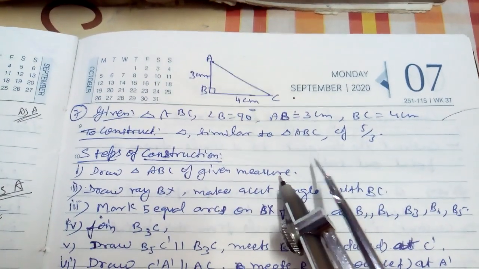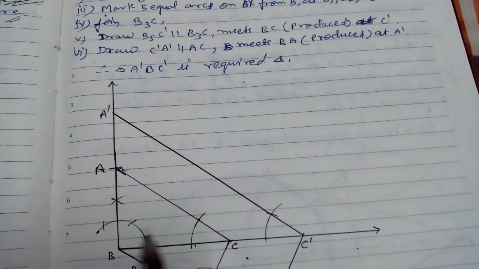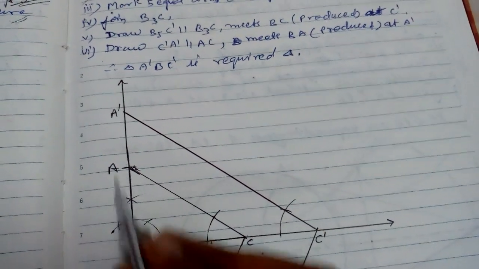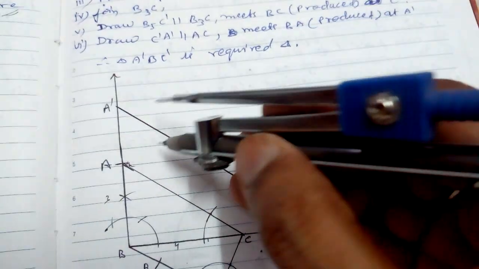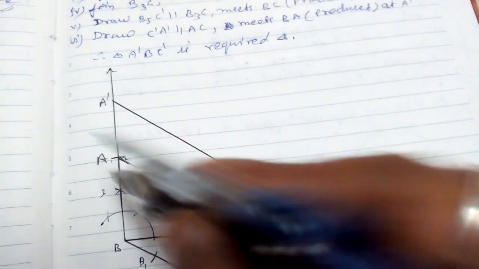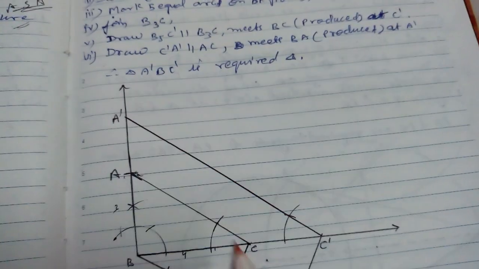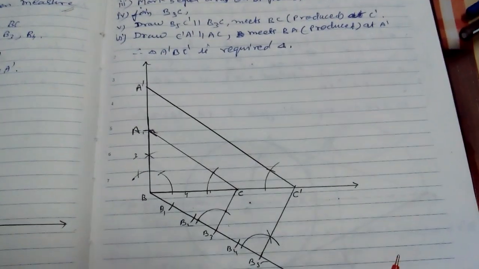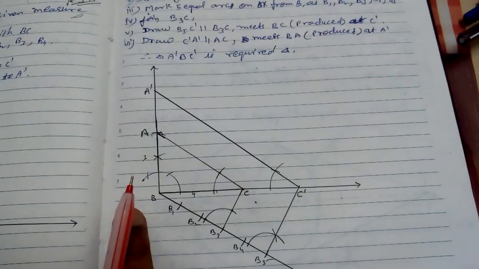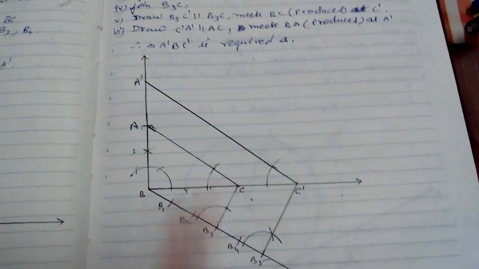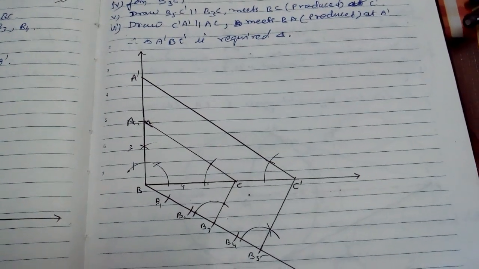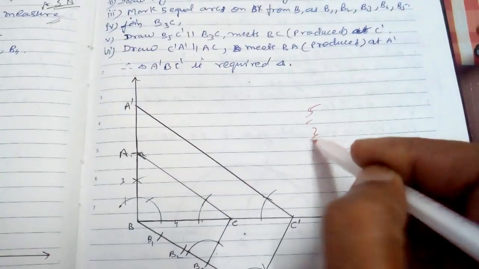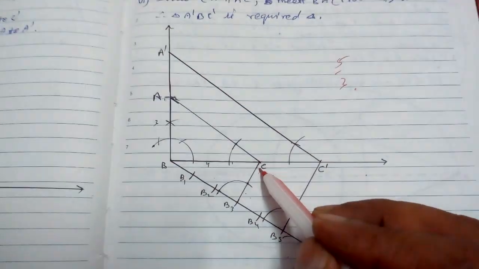For the right triangle construction, RHS, draw BC 4 cm. At B we will draw 90 degrees and cut 3 cm. So we will get triangle ABC, the required triangle ABC. Now the second step: draw ray BX making an acute angle with BC. Then mark 5 equal arcs B1, B2, B3, B4, B5. Join B3C. Now the denominator in 5/3 is 3, so you join the end point of the denominator.